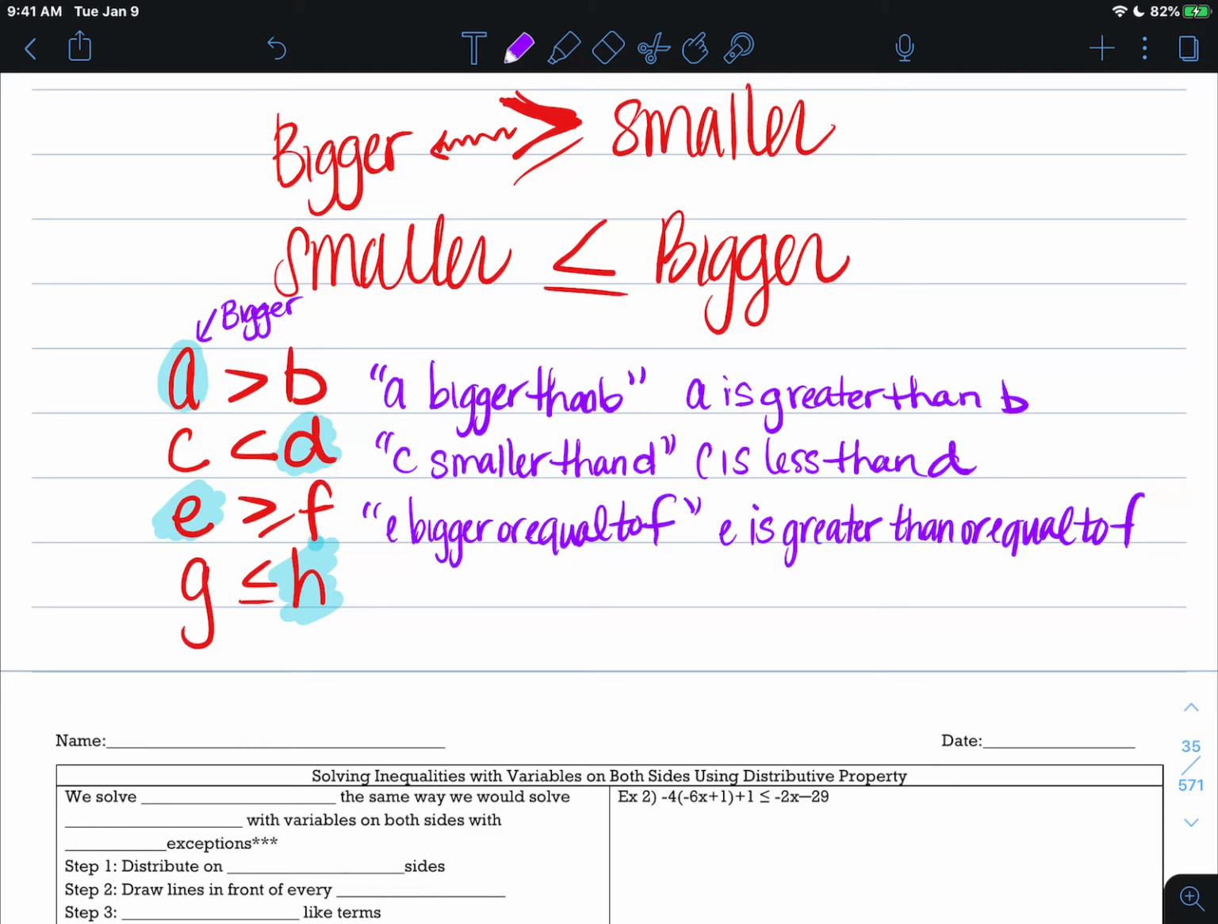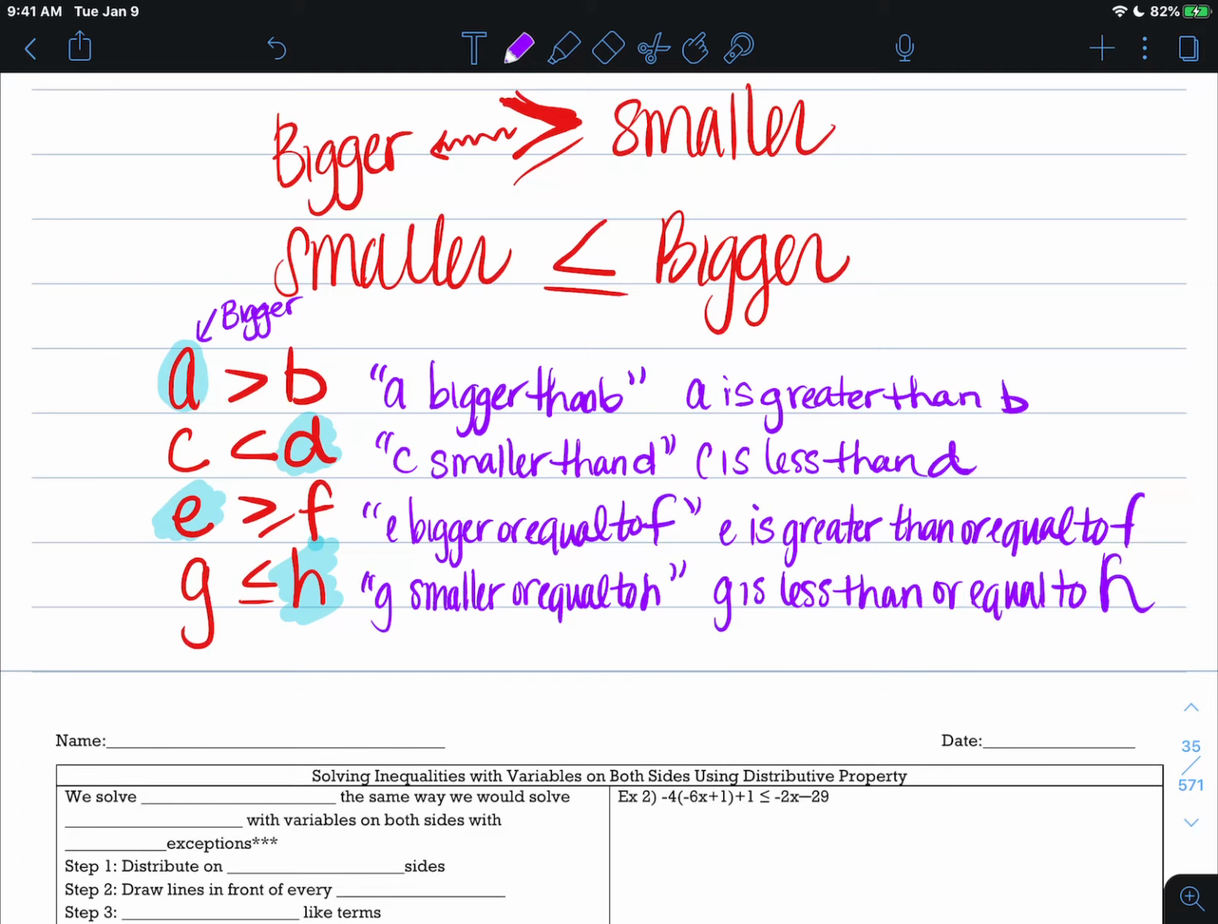Okay, next one. G smaller than H. Okay, so I would read that and I would say G smaller or equal to H, right? But my proper way to say that would be G is less than or equal to H, okay? So just kind of keep those in mind.